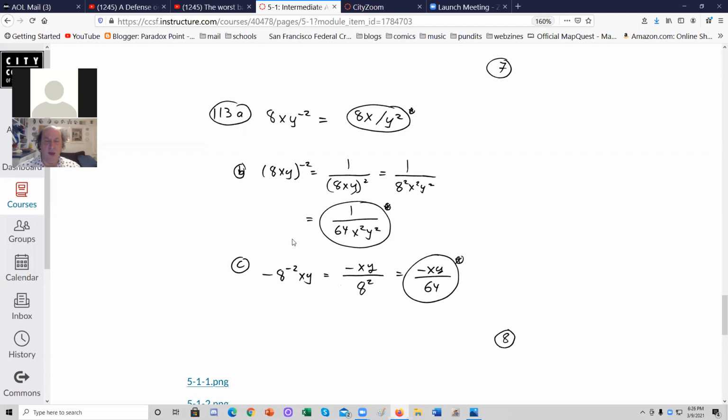For this, minus 8 to the negative 2 times xy. Well, 8 to the negative 2 just shows up in the denominator as 8 squared, underneath a minus xy. So you get minus xy over 64.